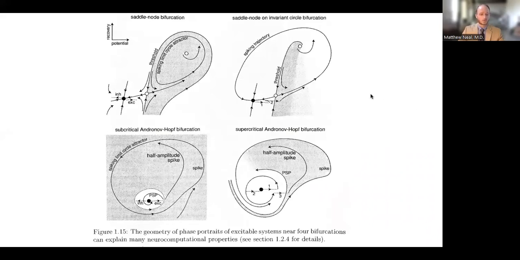More rigorous, I suppose you could say, these are phase portraits. You don't have to worry too much about looking at these, but they show essentially the phase shifts and the dynamic behavior of different models of neurons right now.